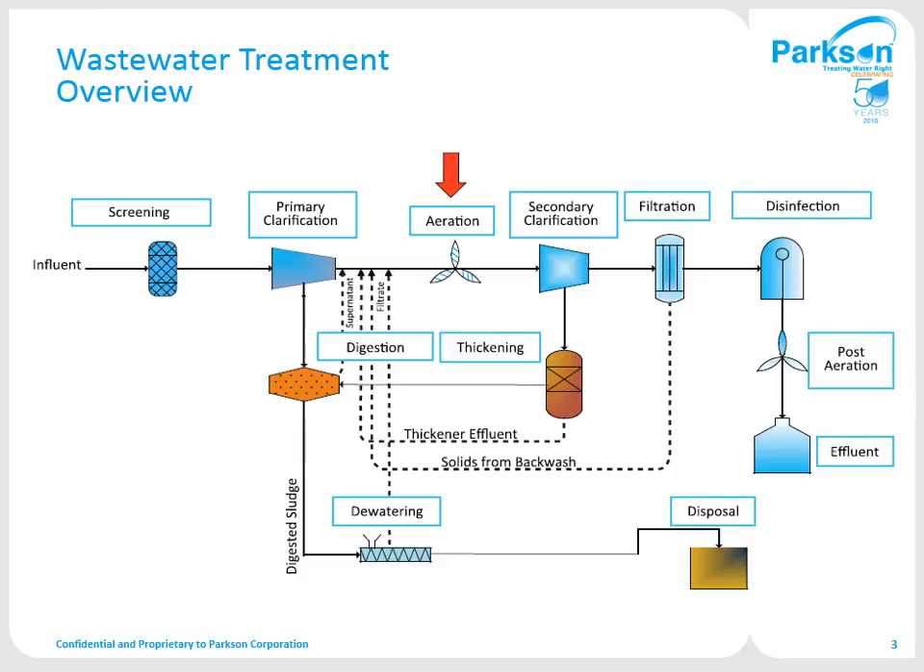This is an overall schematic view of the various processes of a wastewater treatment facility. The area of the system that we're focusing on is aeration. Although it's shown here as a relatively small portion of the overall system, aeration generally takes up the largest portion of land space in the plant and is the most significant user of electrical power in the plant.